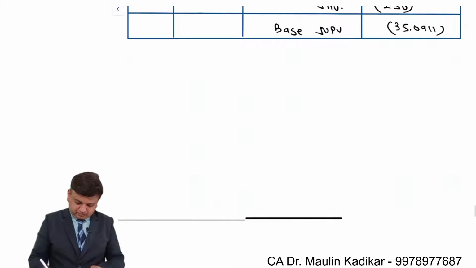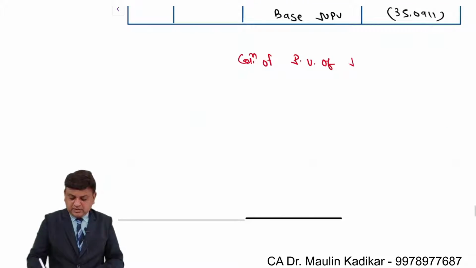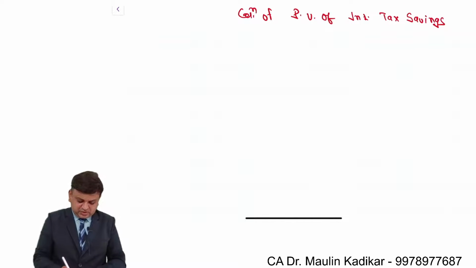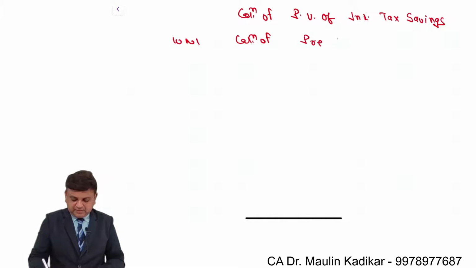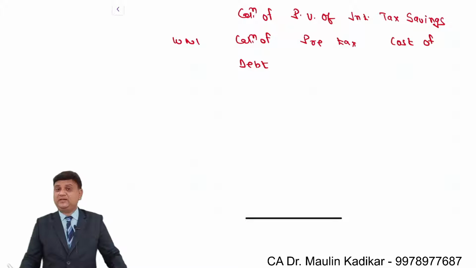Next, heading, write down, calculation of present value of interest tax savings. So in that it is very simple, dear students. Working note number 1, calculation of pre-tax cost of debt. Because dear students, what happens is that we are required to discount the interest tax saving with the pre-tax cost of debt financing.